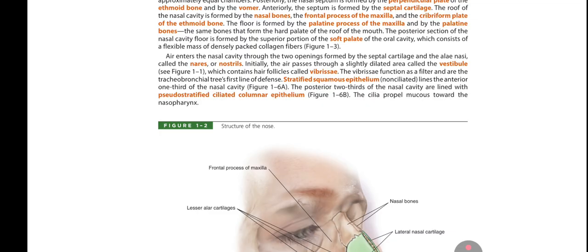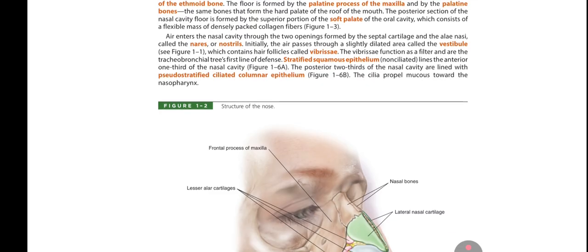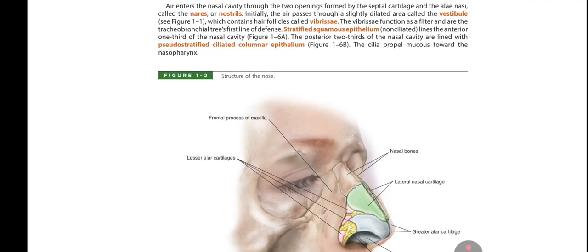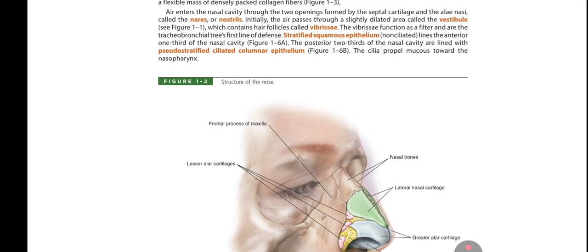The vibrissae are a filter, the first line of defense of the tracheobronchial tree. The vestibule is lined by stratified squamous epithelium, which is non-ciliated and lines the entire anterior one-third of the nasal cavity. So the area where the vestibule is, and a few areas away, is lined with a tissue called non-ciliated stratified squamous epithelium.